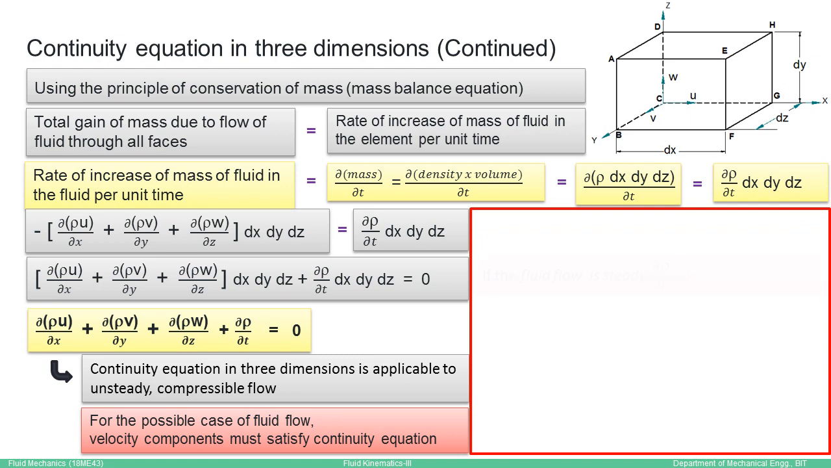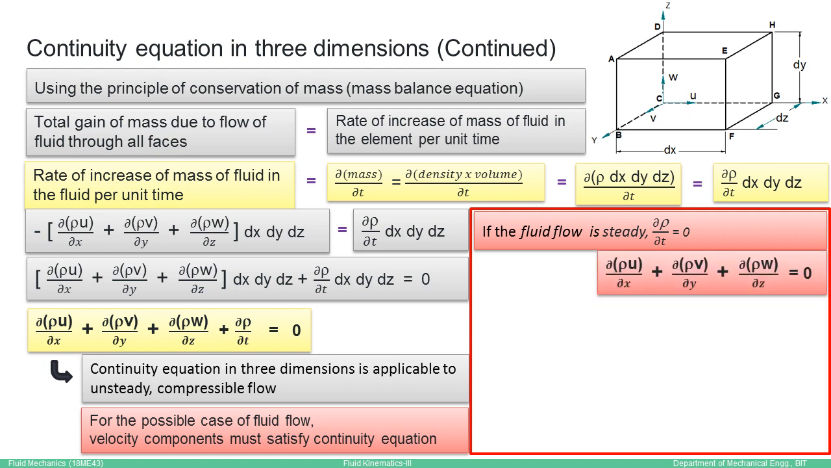Different variants of this continuity equation. From the 3-dimensional continuity equation for unsteady compressible flow, if the flow is assumed to be steady, then there is no change in property with respect to time. So ∂rho/∂t is equal to 0. The equation reduces to ∂(rho u)/∂x plus ∂(rho v)/∂y plus ∂(rho w)/∂z is equal to 0.